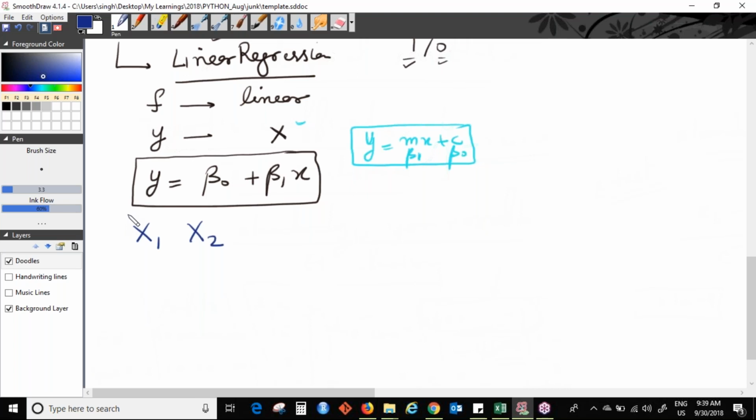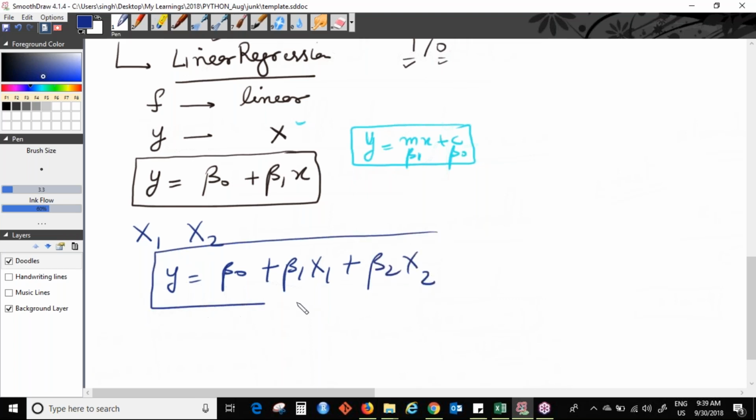Okay, so how should I write this now? The same linear line I will extend. I will write y is equal to beta naught plus beta 1 x1 plus beta 2 x2. Okay, same linear line I have extended. Now what is this an equation of? This is an equation of a straight line, you told me. What is this an equation of? You learned this in high school.